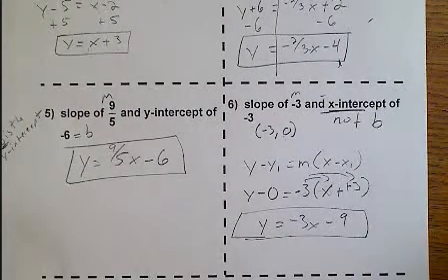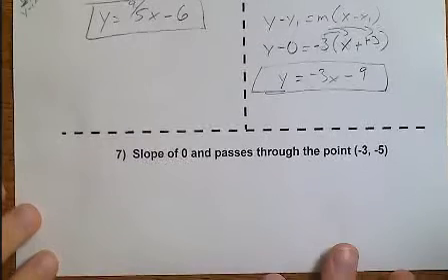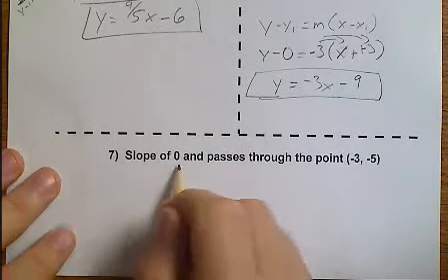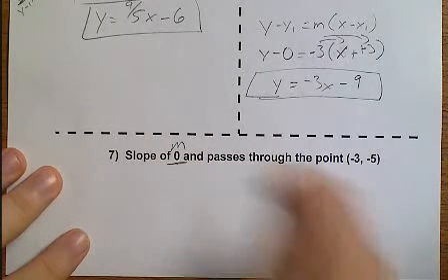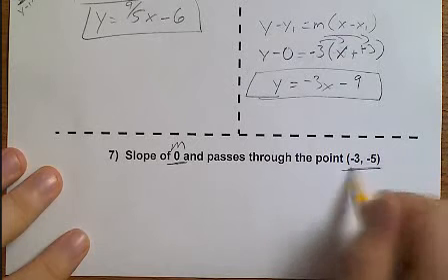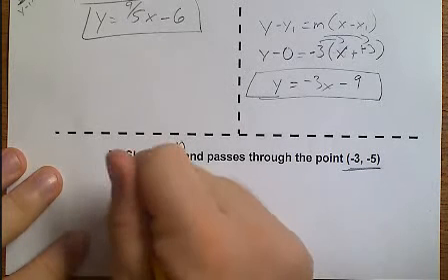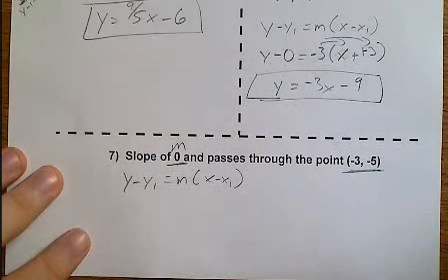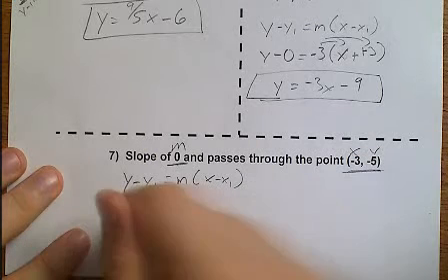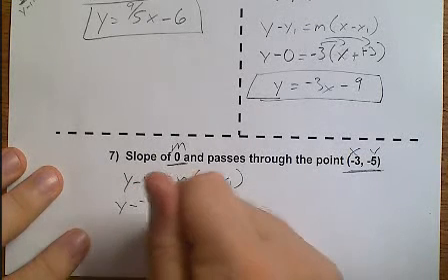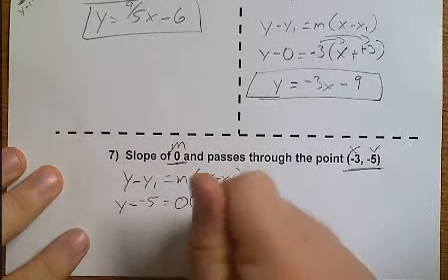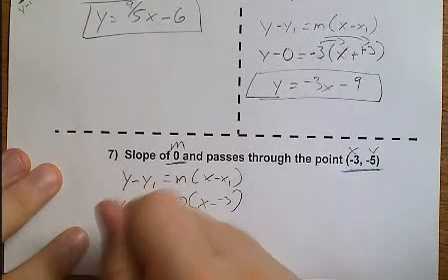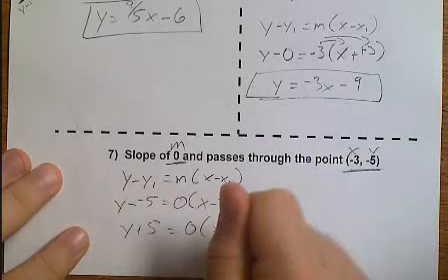Time for the last problem. If you would like to work this one out on your own, please feel free to do so. Just pause the video and play it again when you think you're ready. We have a slope of 0. That's our m. And we go through this point. So y minus y1 equals m times x minus x1. Start plugging in. Y minus negative 5 equals 0 times x minus negative 3. That's the same as saying y plus 5 equals 0 times x plus 3.